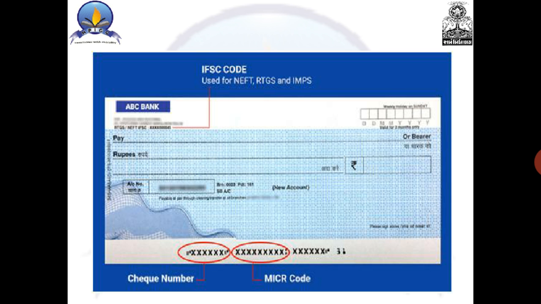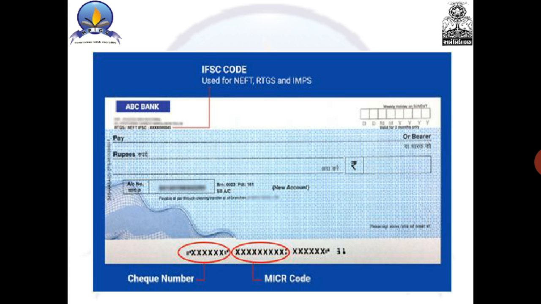So what is a check number? A check number is a 6-digit number uniquely assigned to each check leaf. It is written on the left-hand side at the bottom of the check leaf. It is advisable to count and check the number on each check leaf in a new checkbook when you receive it from the bank. This is to ensure that no check is missing from the checkbook.